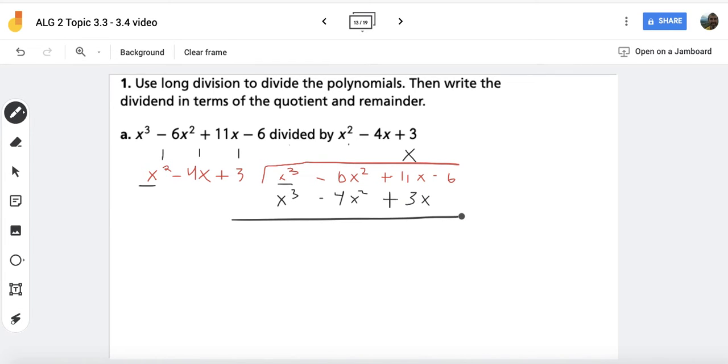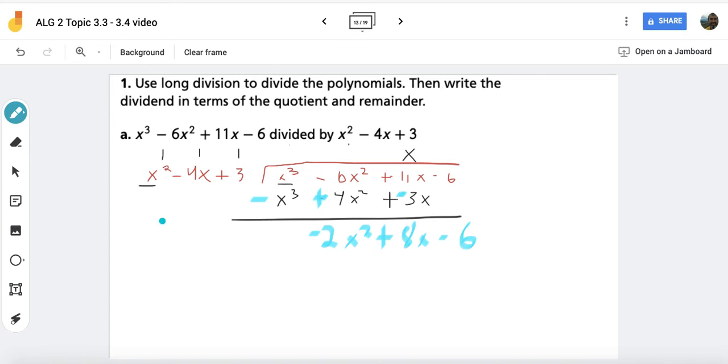And then I need to subtract. And sometimes people forget this. Let me change colors. Sometimes people forget about the subtracting. We're going to subtract that. It's going to come out with nothing. We're going to subtract the negative, which makes it a plus. Negative 6 plus 4 is negative 2. And then we're going to subtract 3x. 11 minus 3x is 8x. And then we need to bring down the minus 6.